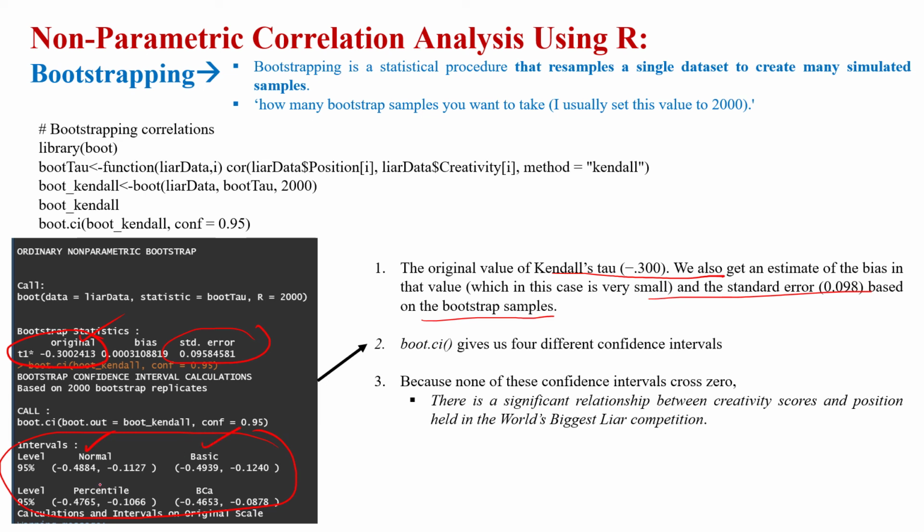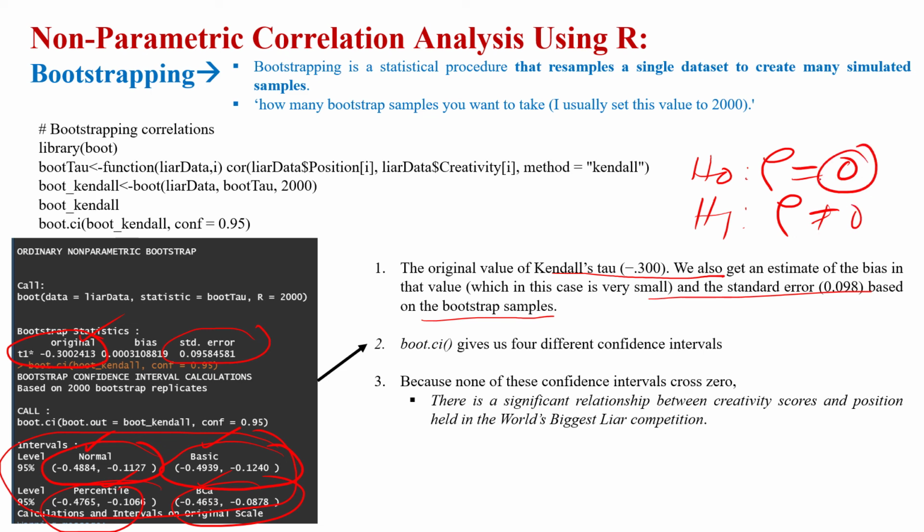With the help of norm, basic, percentile, and BCa. If any of these confidence intervals contains the value of 0, then based on that particular confidence interval we can say that there is no relationship between the two variables. As we can see, whether we use this confidence interval, or this, or this, none of the confidence intervals contains the 0 value. When we apply the testing of hypothesis, we say that rho is equal to 0 and the alternative is rho is not equal to 0. So 0 means there is no relationship, and none of these confidence intervals contains 0.